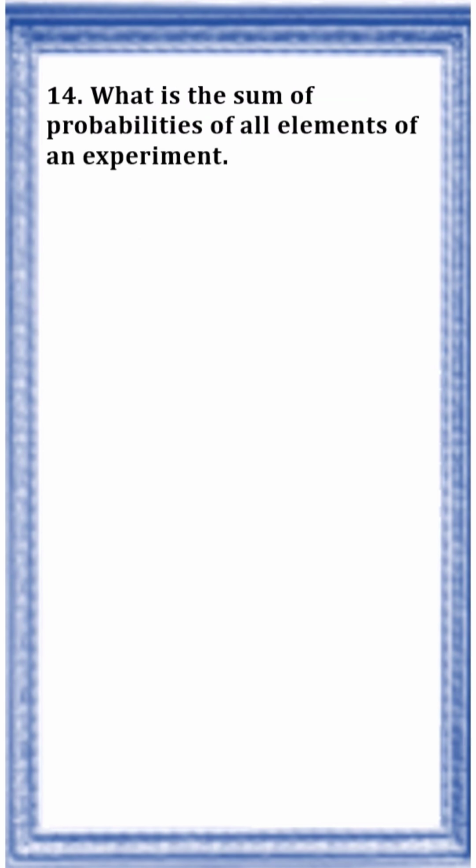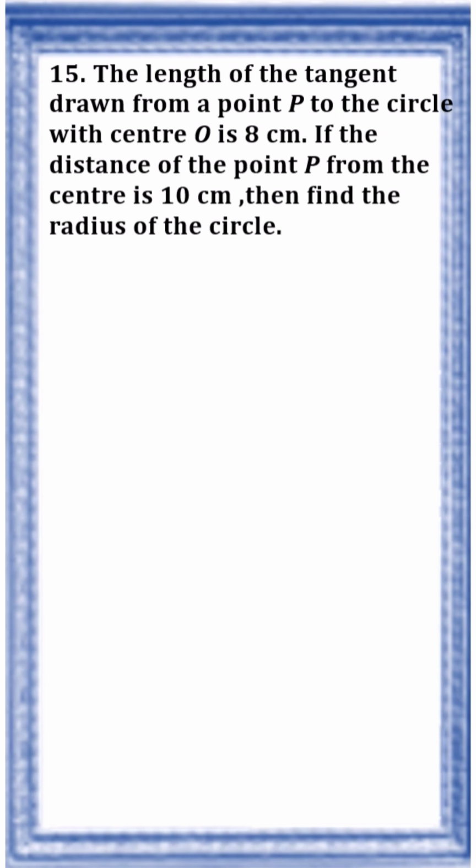What is the sum of probabilities of all elements of an experiment? 1. Now the 15th question. The length of the tangent drawn from a point P to a circle with center O is 8 cm. If the distance of P from the center is 10 cm, then find the radius of the circle.